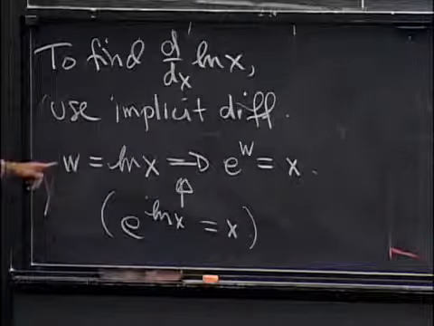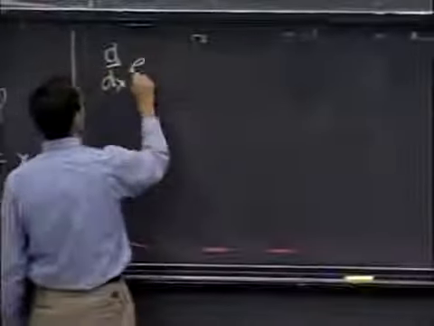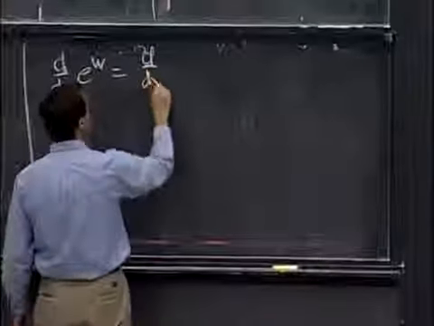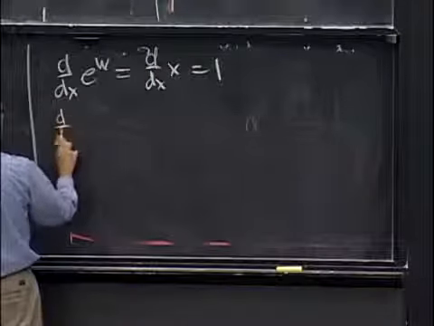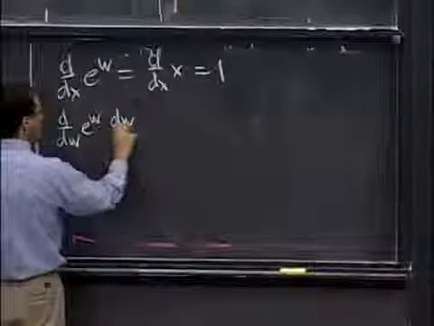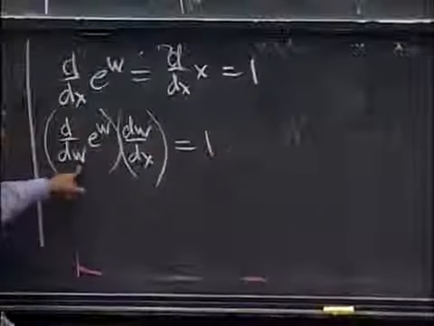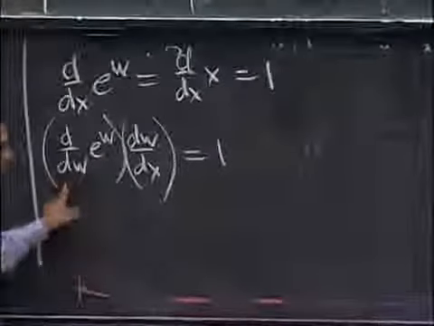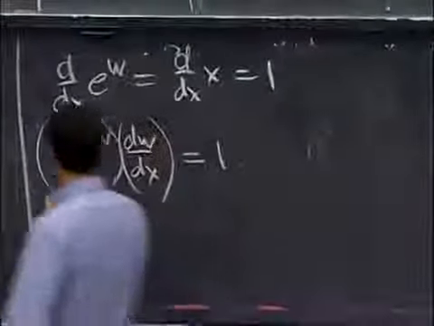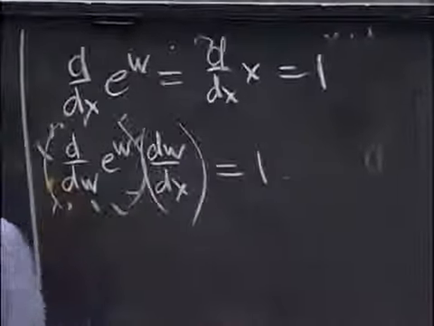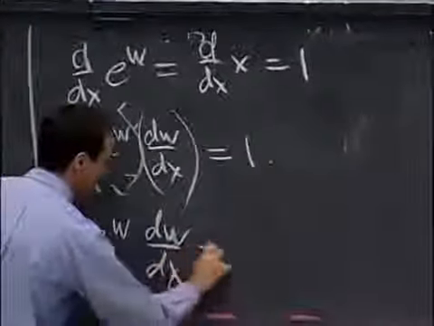All right, now we can differentiate this. So let's do the differentiation here. We have d by dx of e to the w is equal to d by dx of x, which is 1. And then this, by the chain rule, is d by dw of e to the w times dw dx, the product of these two factors. That's equal to 1. And now this is the one little piece that we actually know and can use. That's this here. So this is e to the w dw dx, which is 1.